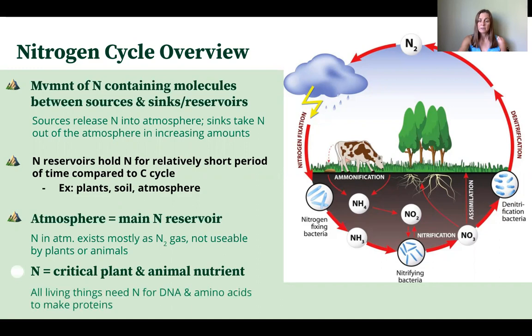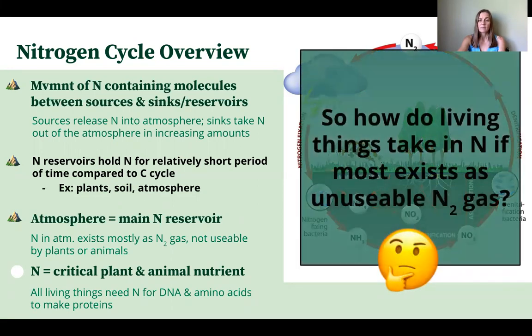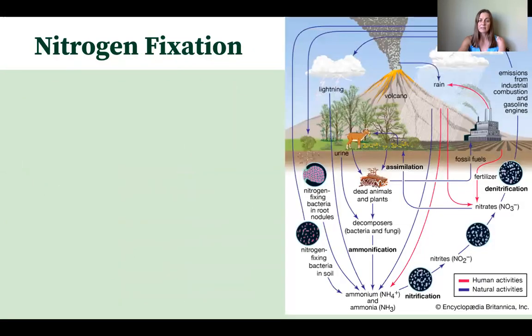We need nitrogen to build DNA, to build RNA, to build amino acids, which are the foundation or the building blocks of proteins. And so nitrogen is incredibly important to life. So if nitrogen exists as unusable nitrogen gas, how do we take it in? How do we get it from the places where it exists into us and into other living things? So this is our nitrogen cycle. I know it looks incredibly complex in this image.